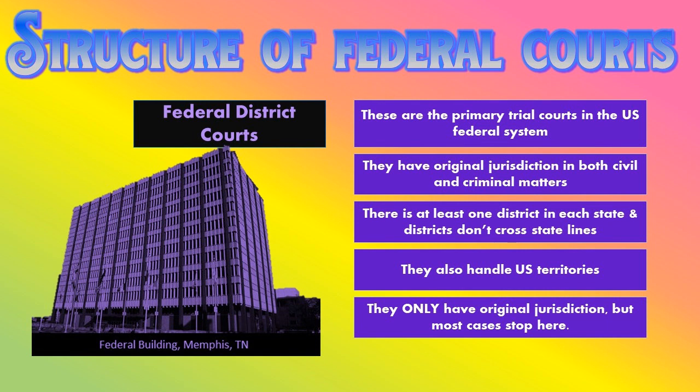There are also district courts in U.S. territories. So there's a court system there that's not really states. So things like Puerto Rico and all of our other territories. And in those places, they only have original jurisdiction. So in these district courts, there's only original jurisdiction.